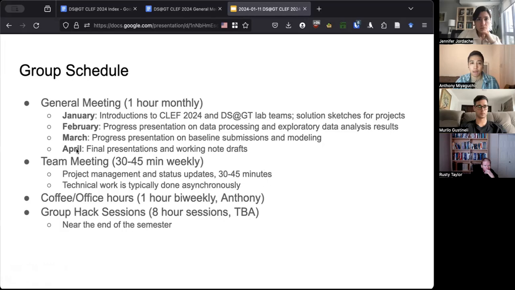So if you're not familiar with this style of meeting, this is very typical of remote work. I believe a large majority of us actually have industry experience, so I'm not too worried about this structure, but that's the next component, which is team meetings.